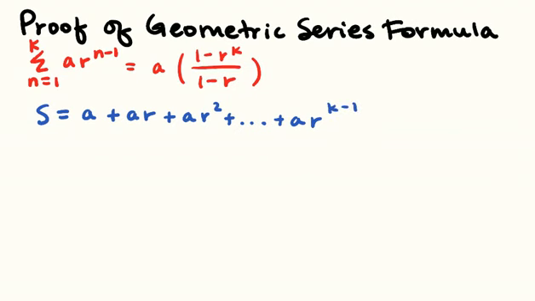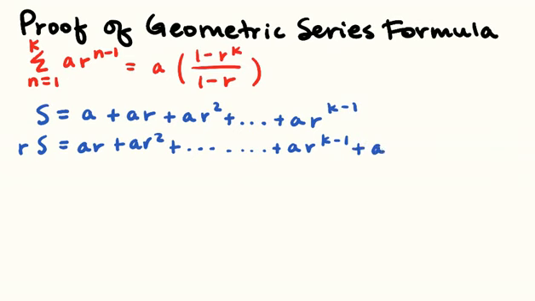Okay. And then I'm going to multiply both sides of this equation by r. So it's AR plus AR squared plus AR to the third all the way up to AR to the k minus 1. And then when I multiply this last term here by another r, I'll actually have A times R to the k. And I'm going to label these as equation 1 and equation 2. And then I'm going to consider equation 1 minus equation 2.